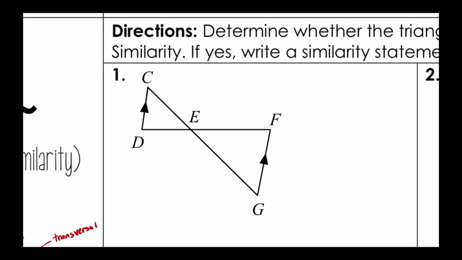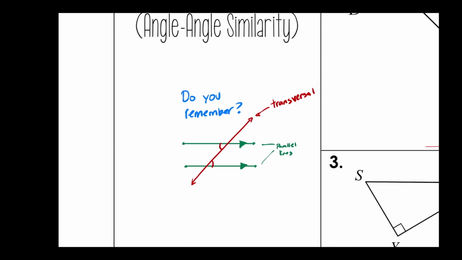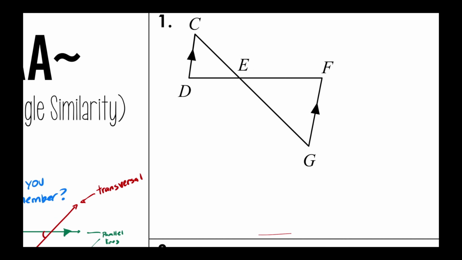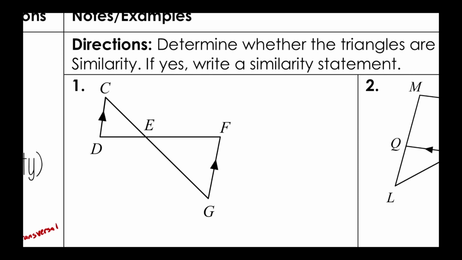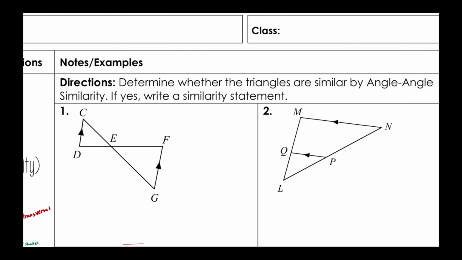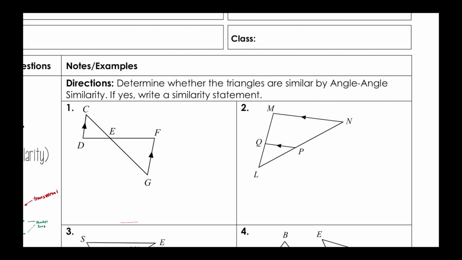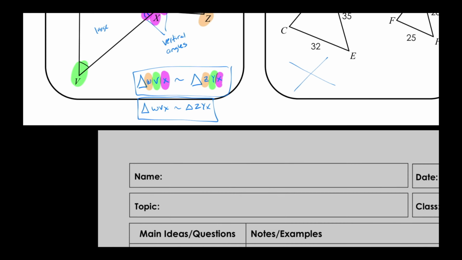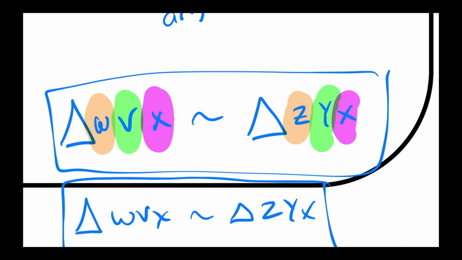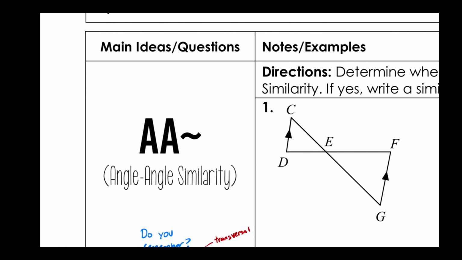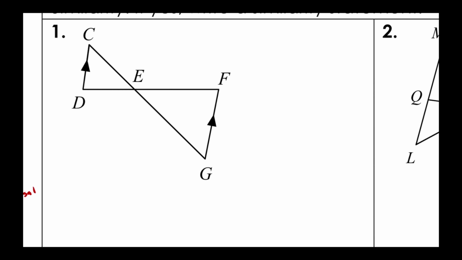All right, you're going to need to know that, and you're going to need to know a little bit of this to do number one. So I'm going to give you 4 minutes. Oh, always look at the instructions. Determine whether the triangles are similar by angle-angle similarity. If yes, write a similarity statement. So do the same thing we did up here. Tell me yes or no, and if the answer is yes, give me a similarity statement, a statement like this, telling me which triangles are similar. So I'll give you 4 minutes to do that.